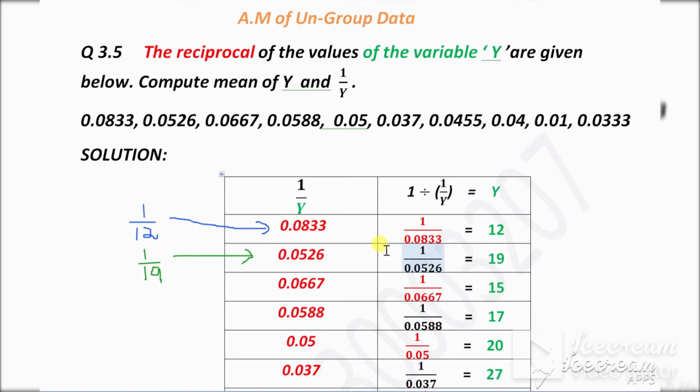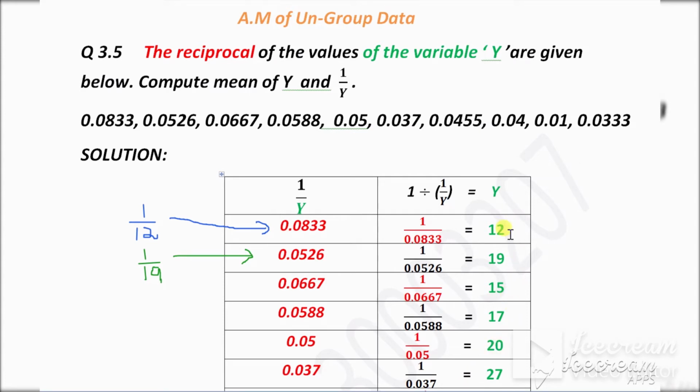0.0833, you will get 12. Now 1 divided by 0.0526 is equal to 19. 1 divided by this number is equal to 15. 1 divided by this number is equal to 17. 1 divided by 0.05 is equal to 20. 1 divided by this number is equal to 27. And this way we can get y.